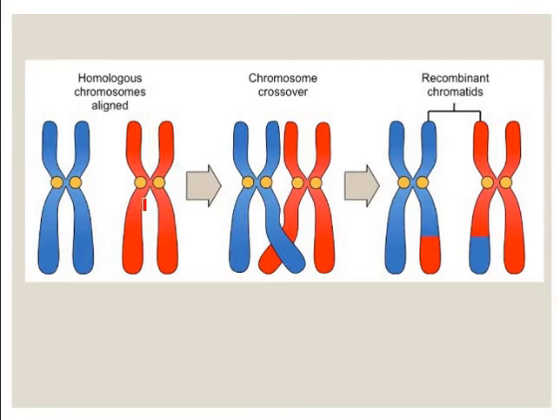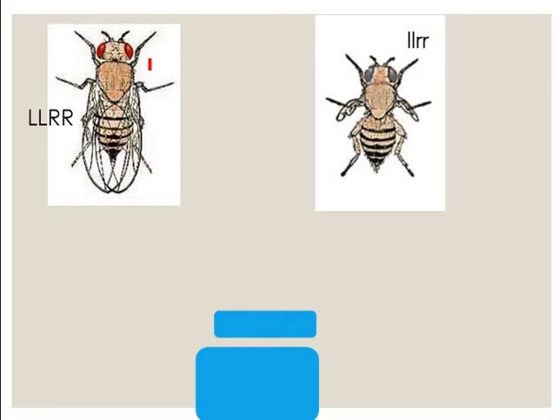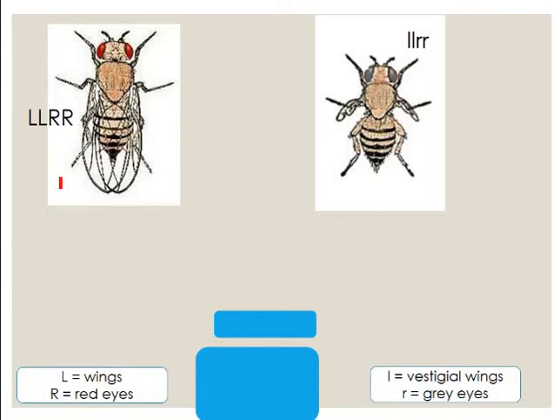So they're different than what they started as. Now let's look at a particular example. Let's say we're looking at flies, and we're looking at their eye color, which can be red or gray. If they've got the big R's, that gives them red, little r gives them gray. And then we've got a fly with actual wings, and then we've got a fly with no wings, or vestigial wings, which are basically leftover non-functioning wings. Okay, so big L is wings, big R is red eyes, little l is vestigial wings, little r is grey eyes.